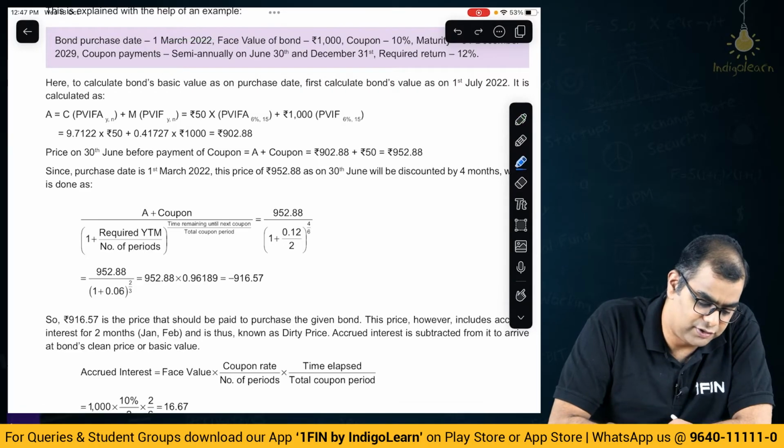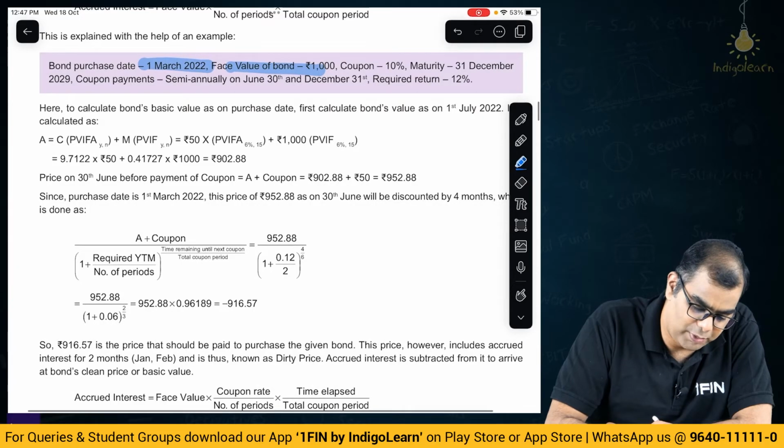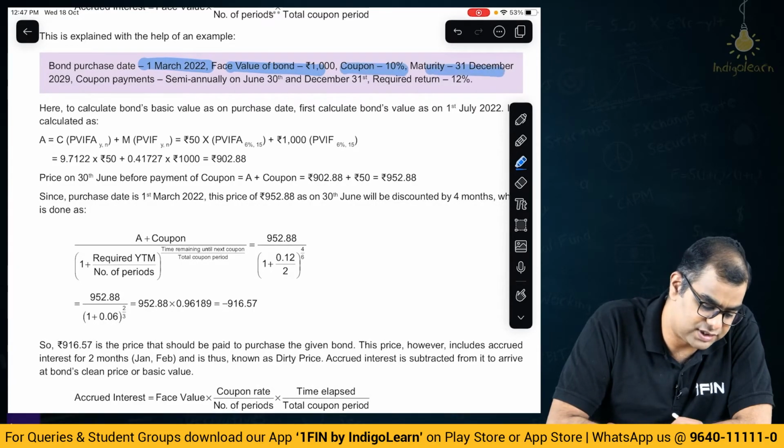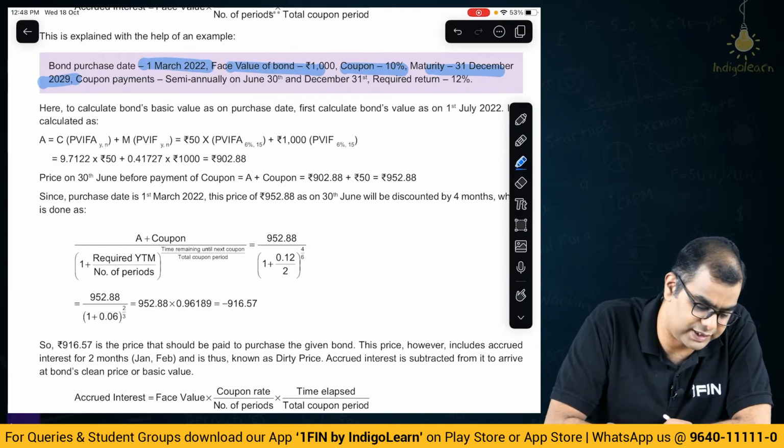You have purchased it on 1st March. Face value of the bond is 1000. Coupon is 10%. Maturity is 31st December 2029. I don't know when the bond was issued, but maturity is 29.